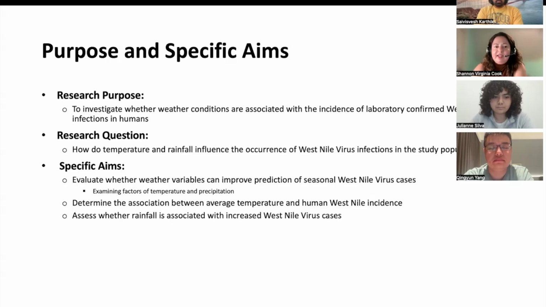The specific aims would be to evaluate whether weather variables can improve prediction of seasonal West Nile virus cases, mainly looking at the factors of temperature and precipitation, and determine the association between average temperature and human West Nile incidence, and then assess whether rainfall is associated with increased West Nile virus cases.